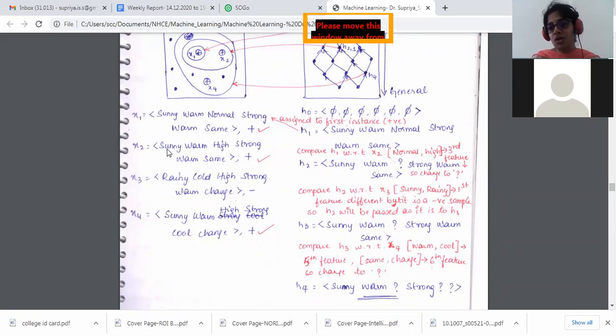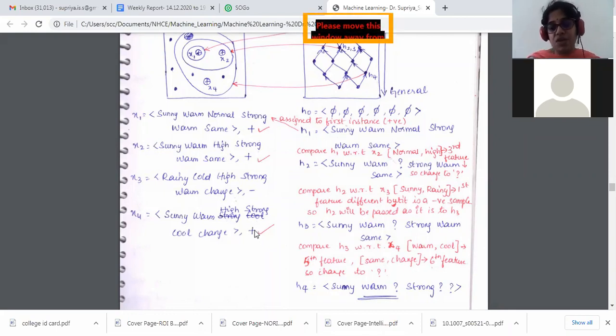The next instance is also telling: the sky is sunny, warm, humidity is a bit high, the wind is strong, the water is warm, and the forecast is the same. I really like to play outside. And when it is too cold and rainy, obviously we will not have interest, so I'm going to give a negative sample to it. And again, if it is sunny, warm, high, and strong with cool water, I'm going to take it as positive. So these are my 4 instances that I'm going to consider.